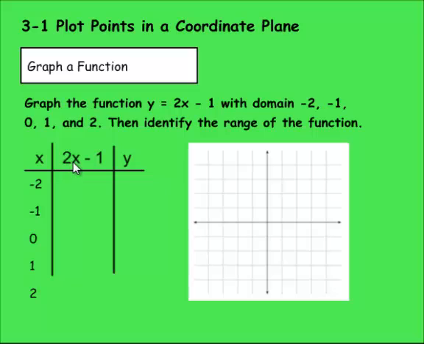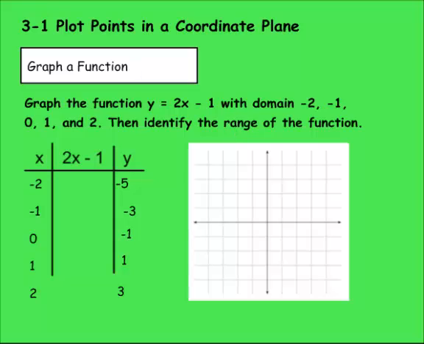Well, 2 times -2 would be -4, minus 1 would be -5. 2 times -1 would be -2, minus 1 would be -3. 2 times 0 is 0, minus 1 is -1. 1 times 2 is 2, minus 1 is +1. And then 2 times 2 is 4, minus 1 is +3.